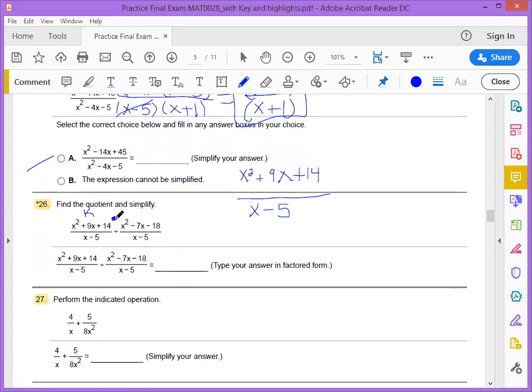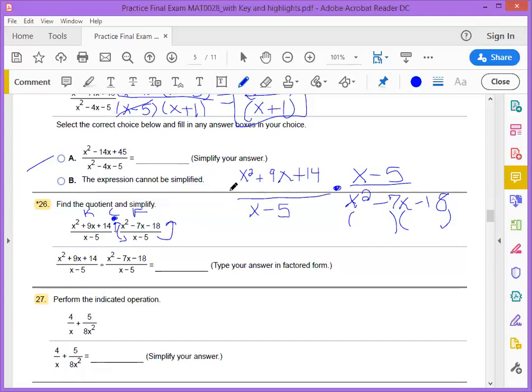And then we change our operation. So remember that keep, change, flip. We want to change our operation from division to multiplication. So we change our operation to multiplication. And then we're going to flip the fraction on the right, meaning all the terms in the denominator we move to the numerator. All the terms in the numerator we move to the denominator. So that x minus 5 moves to the numerator, divided by x squared minus 7x minus 18. Now we want to solve this by factoring.